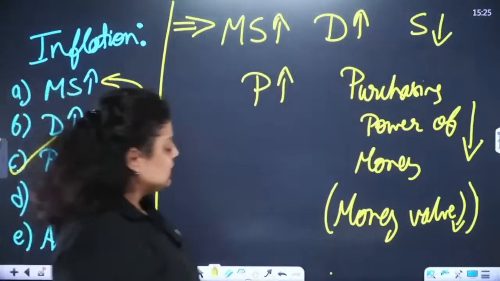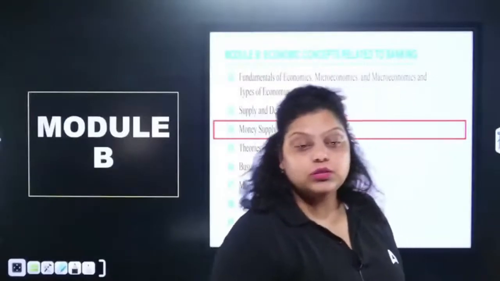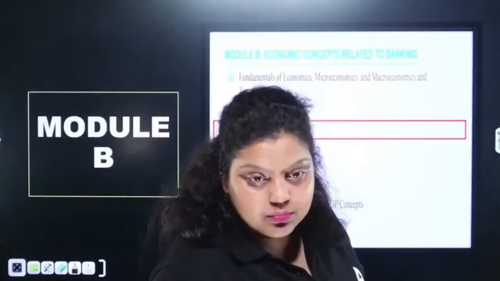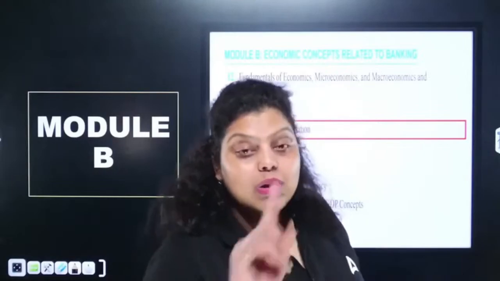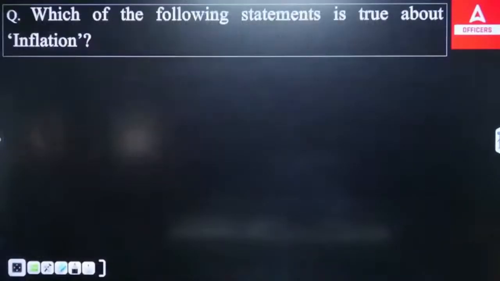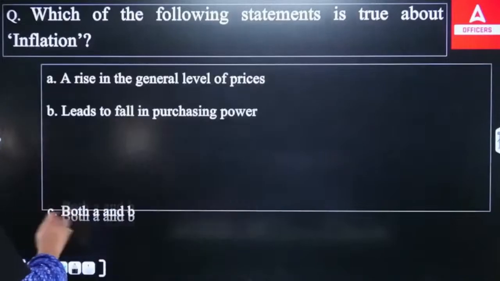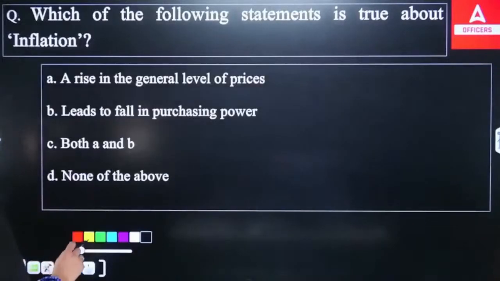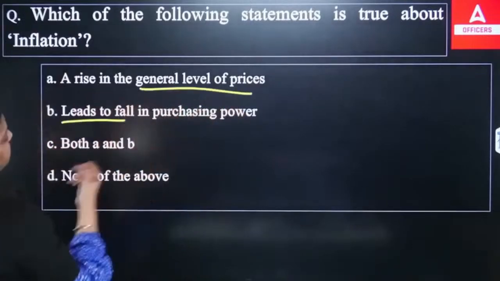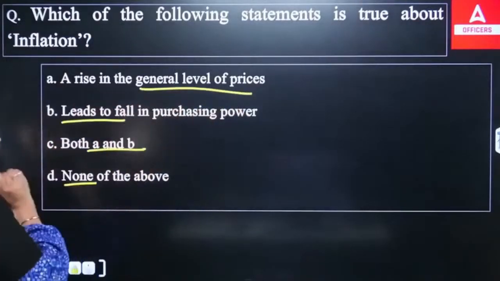Now we will start practicing questions, and at the end of the session I will ask all of you how many answers you have given correct here. So do count how many answers you are getting correct. The first question here is: which of the following statements is true about inflation? We have these 4 options in front of you. First, a rise in the general level of prices leads to a fall in purchasing power. Both A and B, none of the above.